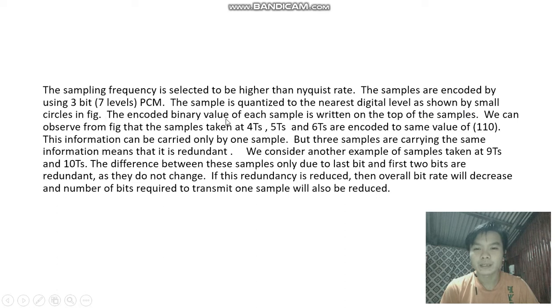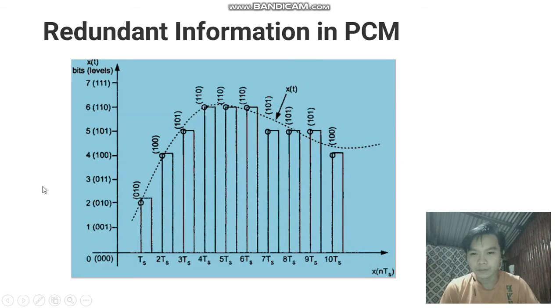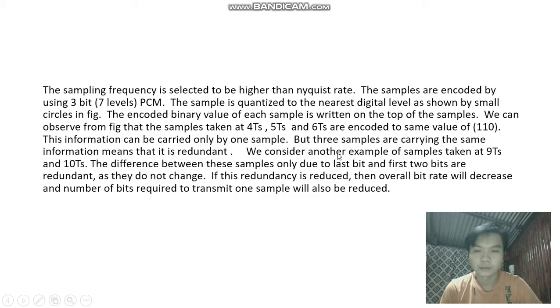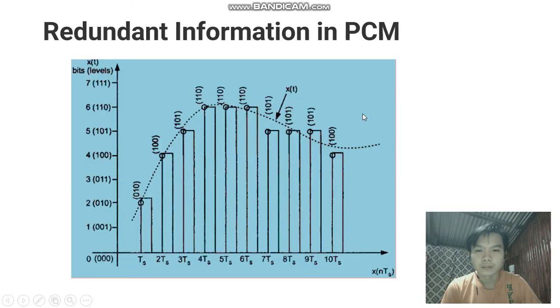The encoded binary value of each sample is written on top of the sample. You can see, guys, that every small circle has its code on top. We can observe in the figure that the samples taken at 4Ts, 5Ts and 6Ts are encoded in the same value. So the 4Ts, 5Ts, and 6Ts are encoded in the same value.